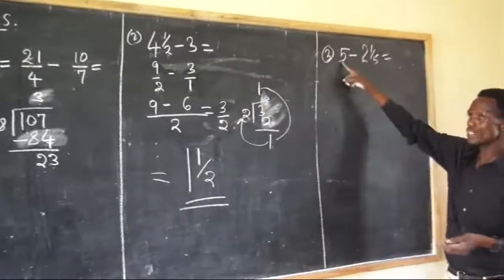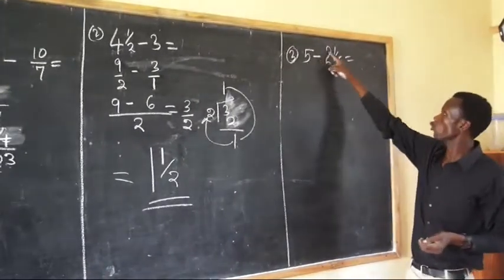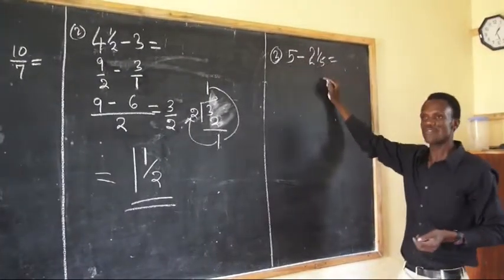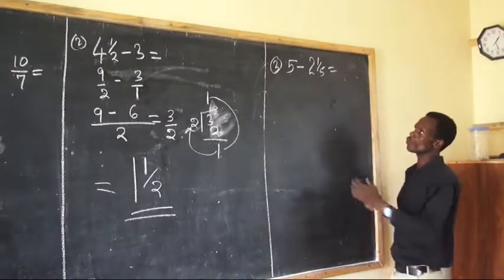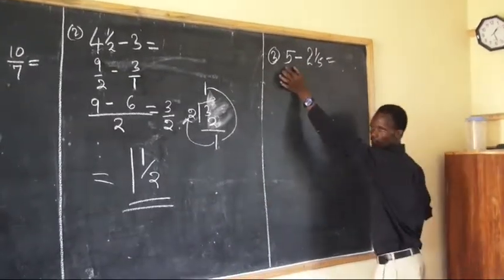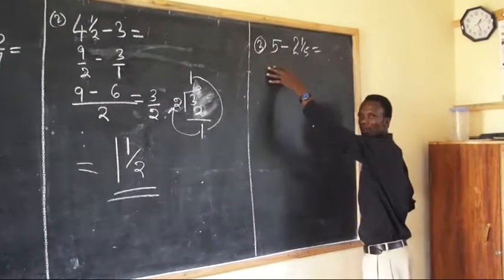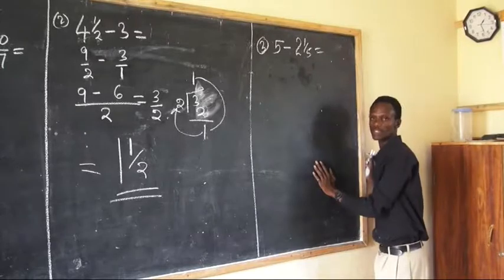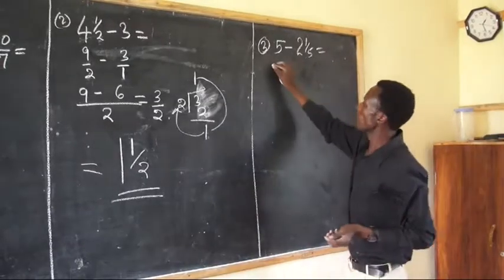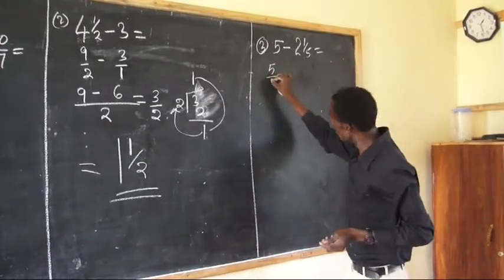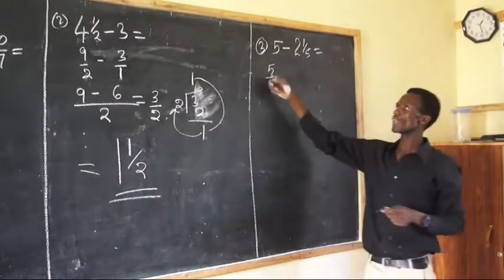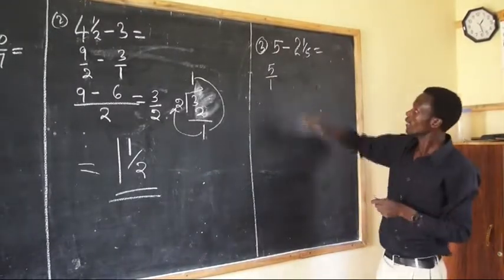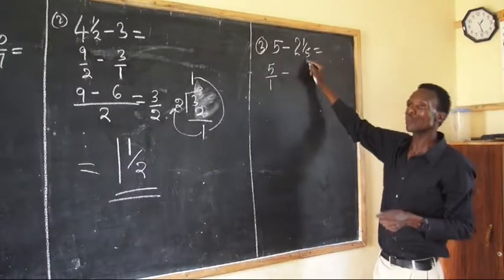You have 5, this is the whole number, minus 2 and 1 over 5 as a mixed fraction. So the first step that you have to do here is to convert this one into improper fraction, and to convert this one also into improper fraction. So this is the whole number. It is better if we write 5 over 1. Now this is already improper fraction. And then you convert this one into improper fraction.